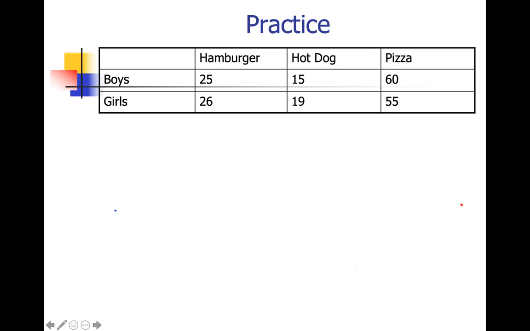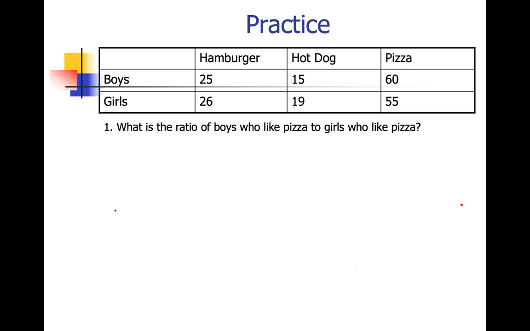So let's look at this. First question says, what is the ratio of boys who like pizza versus girls who like pizza? Well, that's easy. I'm going to look at the column that says pizza. First number is boys, second number is girls. My ratio says boys to girls, so it's 60 to 55. If I wanted to reduce that, I would get 12 to 11.